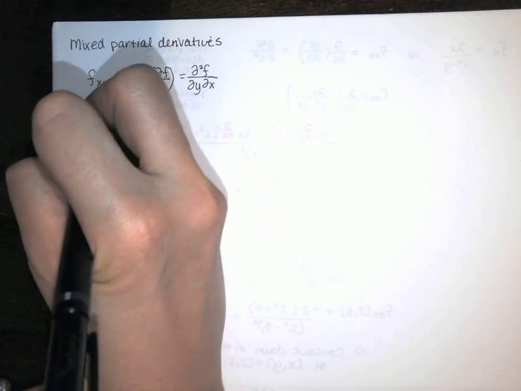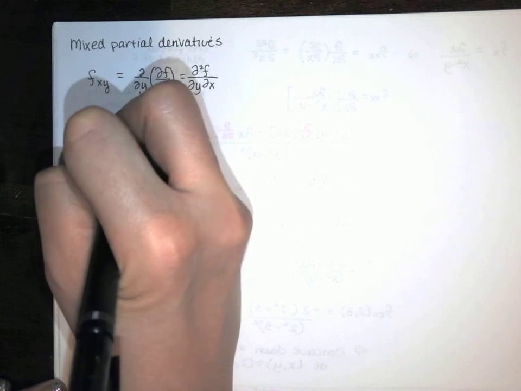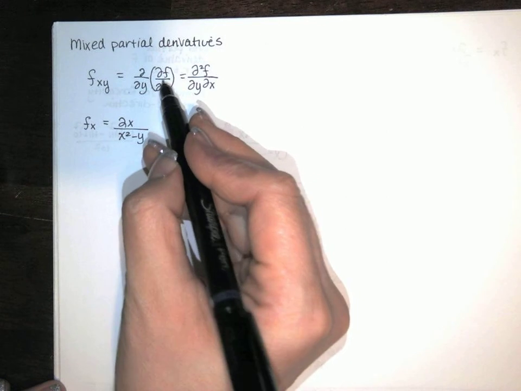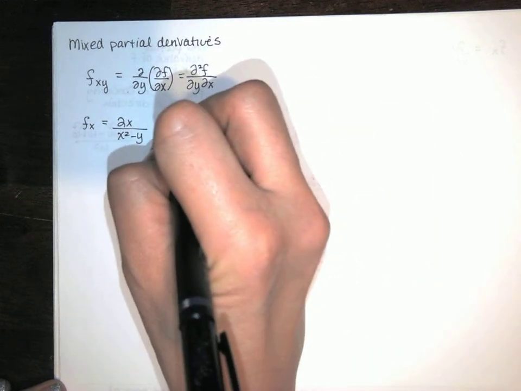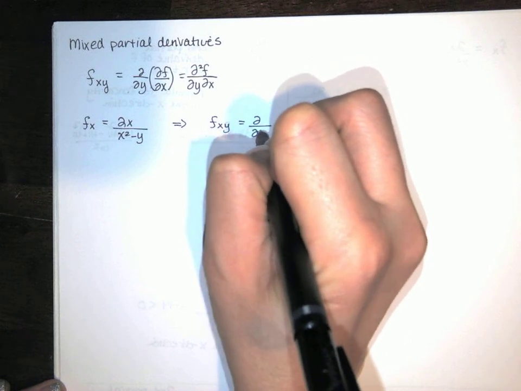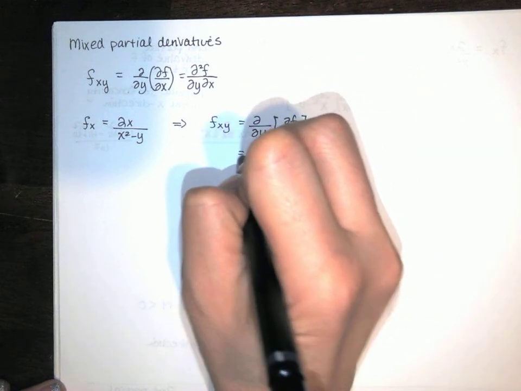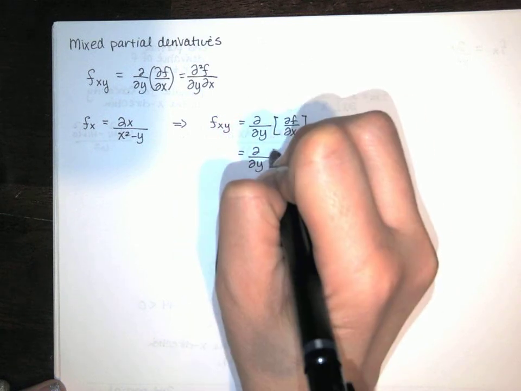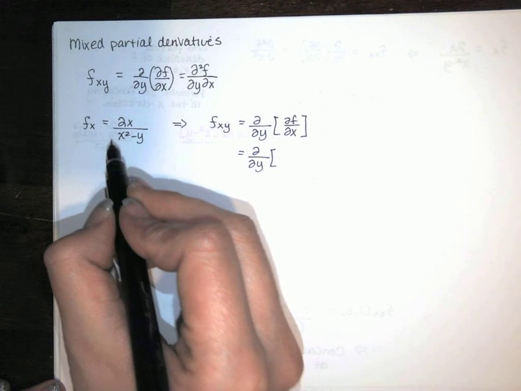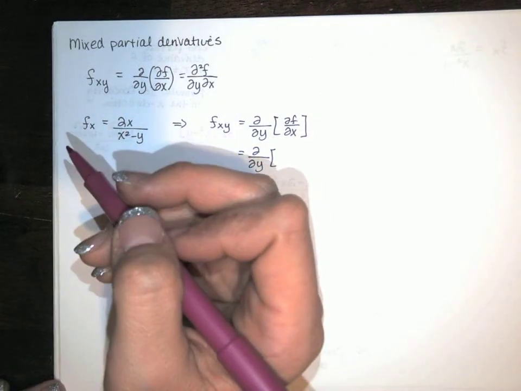So for our function, we had the partial of f with respect to x was 2x over x squared minus y. And I want to take the derivative of that with respect to y now to get a mixed partial. So take the derivative with respect to y of the partial of f with respect to x, which is this. Notice that there's only a y in the denominator. So that means this 2x is constant with respect to y.